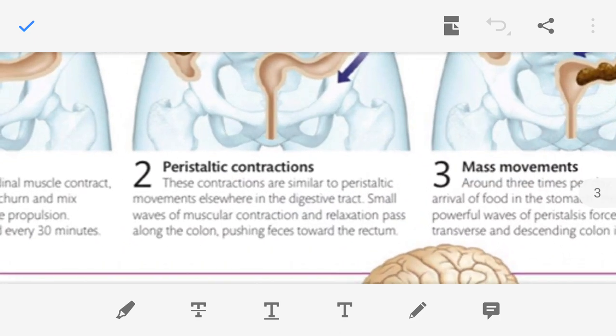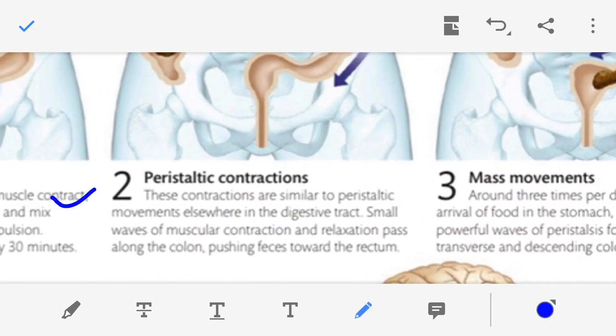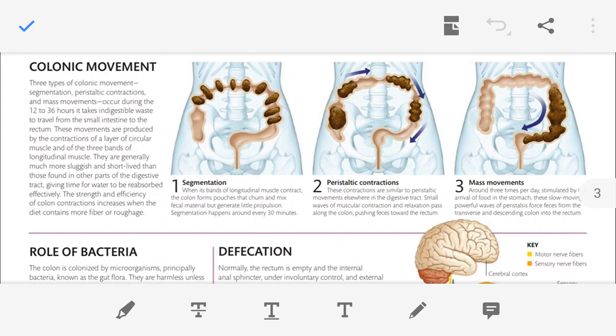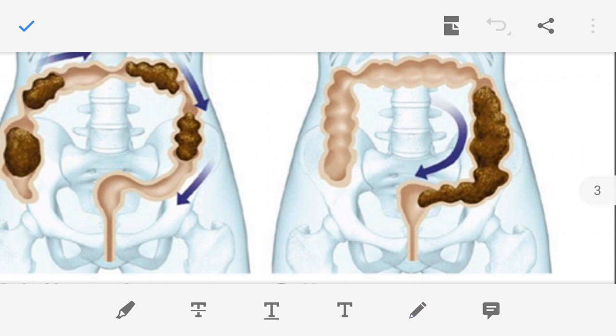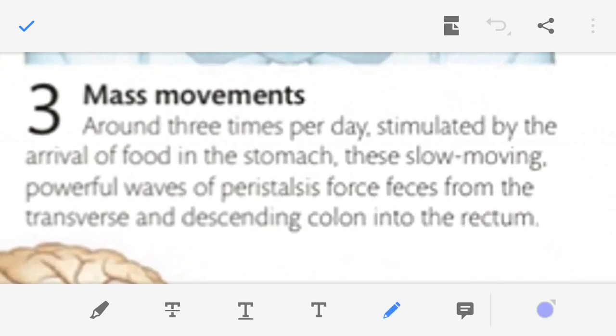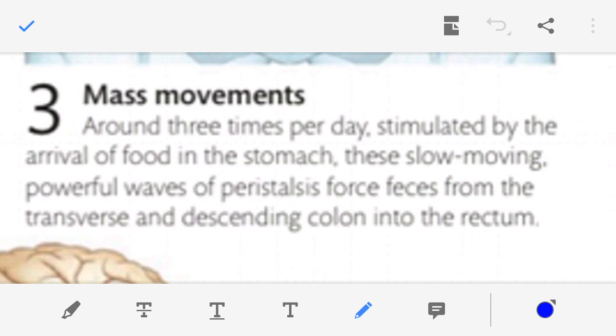So this movement is the peristaltic contraction. And the third type of movement in this figure is known as the mass movement. This movement takes place around 3 times per day. It starts when food arrives in the stomach; the large intestine is then stimulated for the mass movement.